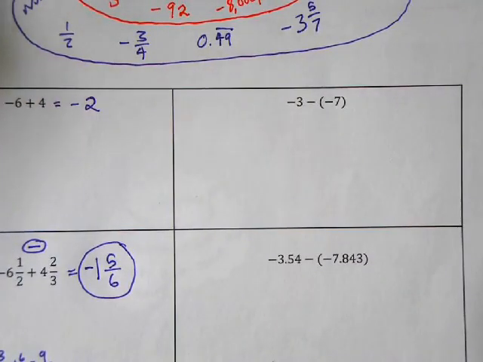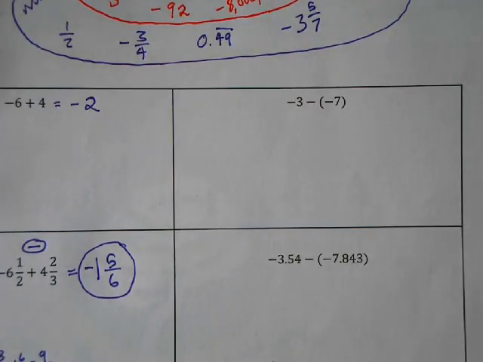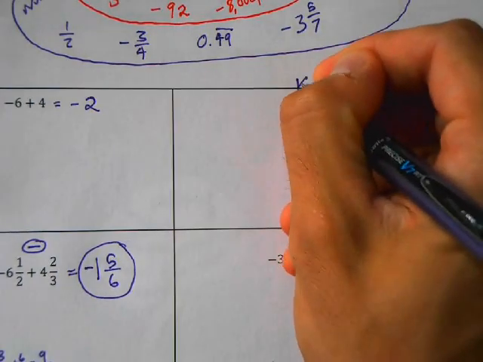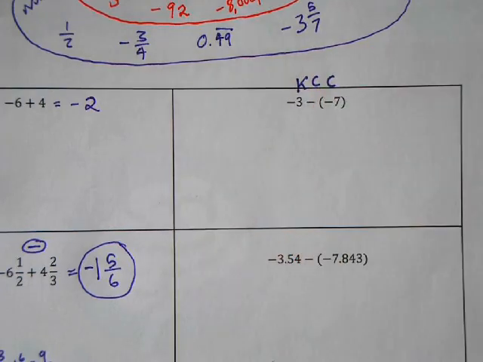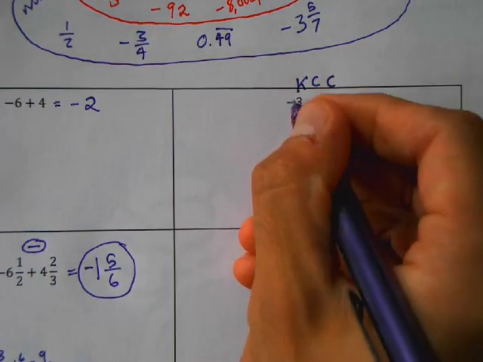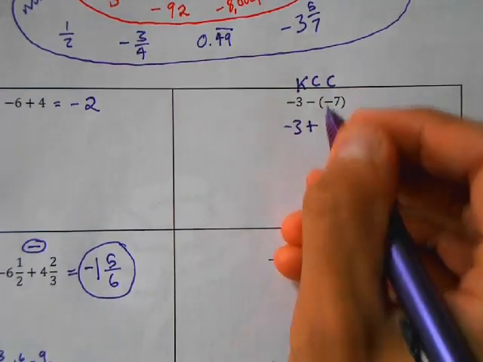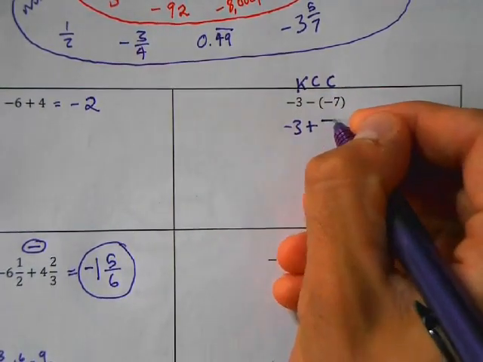Negative 3 minus negative 7. Okay, this looks kind of intimidating at first, but we remember that when we've got subtraction, it's the same as adding the opposite. So negative 3, we keep. We change subtraction into addition, and we change negative 7 to its opposite, 7.